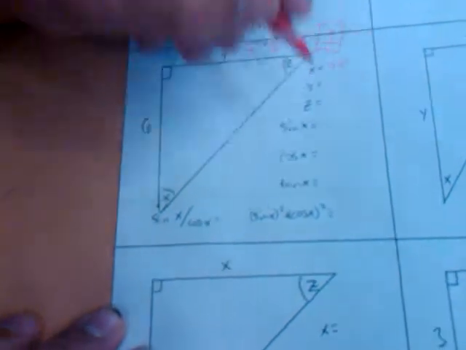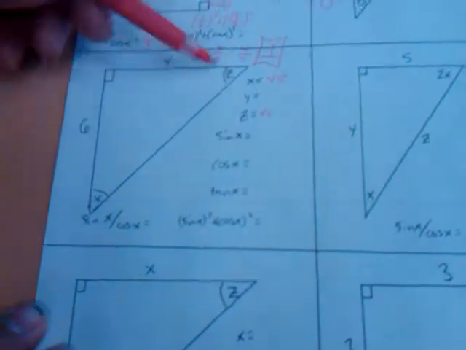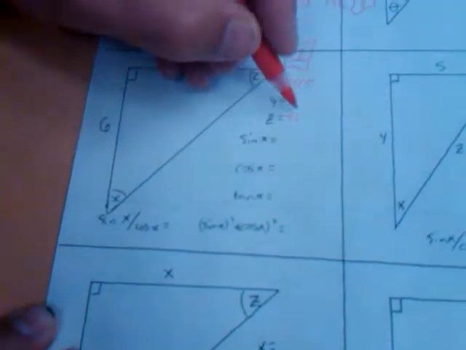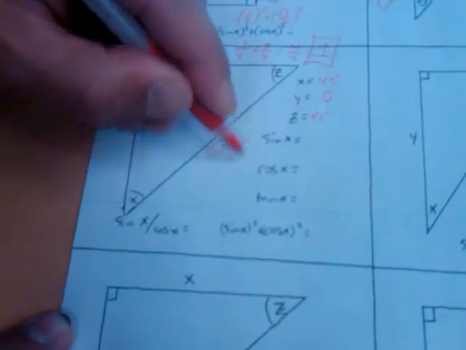So x is 45, z is 45. Now y, if this is a 45, 90, then a and b have to be congruent, so y has to be 6, and this distance here has to be 6 square root of 2. It just has to be, because it's 45, 90 rules.